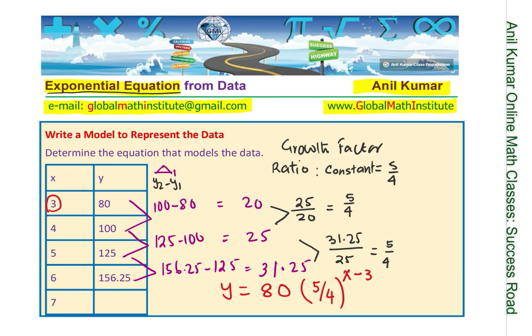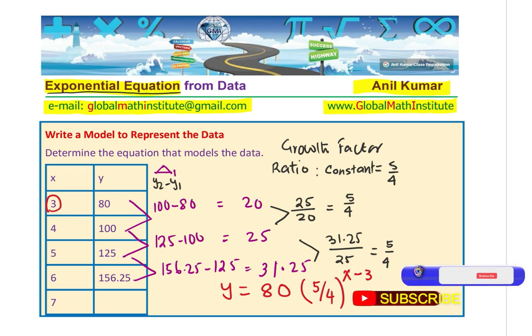So I hope this concept is absolutely clear. Perfect. So based on this, you now know how do we figure out the model which represents the data if it is exponential in nature. It could be exponential growth or decay. I hope it makes sense.